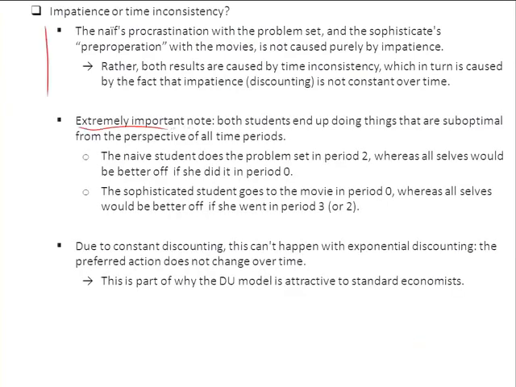Normatively, a really extremely important note: both students end up doing things that are suboptimal, not just from the perspective of their long-term undiscounted preferences. Both students wind up doing things that are suboptimal from the perspective of all their different selves. The naive student does the problem set in period 2. This was where they were procrastinating, and they procrastinated and missed the Johnny Depp movie. Even though if you look at the table of utilities, you'll find that their period 0 self would have been better off if they'd gone at time 1. Their period 1 self would have been better off if they'd done the problem set in period 0. Their period 2 self would have been better off if they'd done it in any time period.